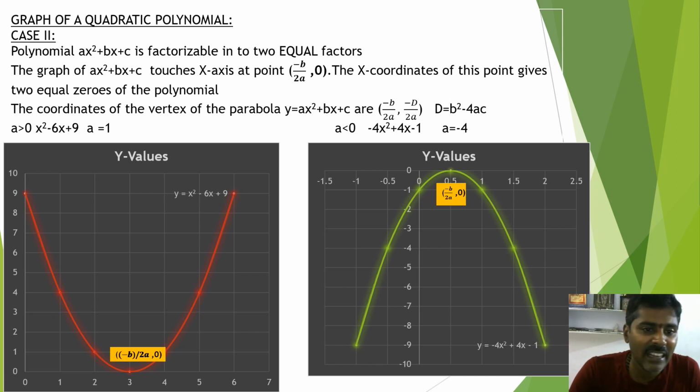That is standard. And here one more thing we have observed is this parabola only touches the x-axis, and this parabola also touches the x-axis. Touching the x-axis in the sense that it doesn't intersect at more than one point. So it touches at only one point when it has two equal factors. This is the second case.